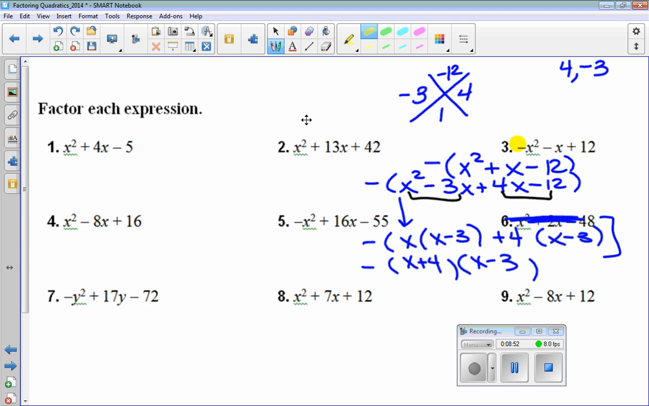It doesn't matter. Yeah, as long as the negative goes with the 3 and the 4 is positive, that's right. Okay? All right, so at this point, you should have 1 through 9 complete.